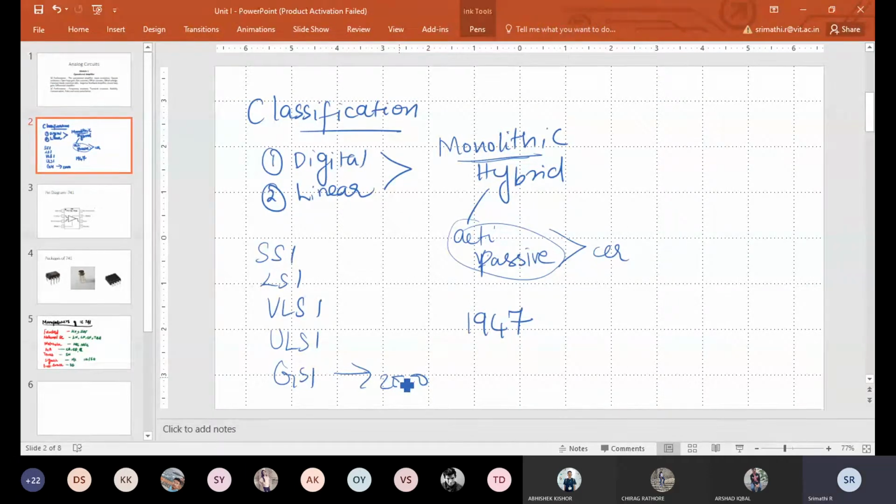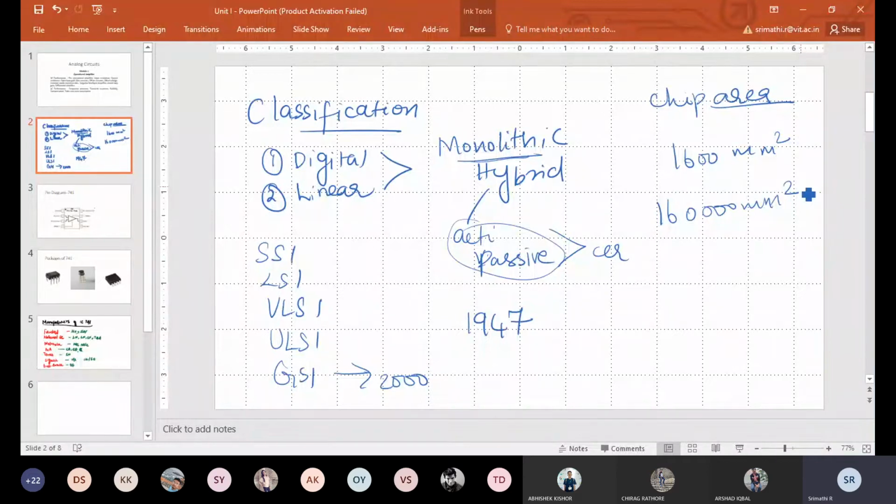So the chip areas will range from 16,000 mm square, 1,600 mm square to 1,60,000 mm square. The chip area will vary in this range. So we are not going deep into the manufacturing process of IC technology.